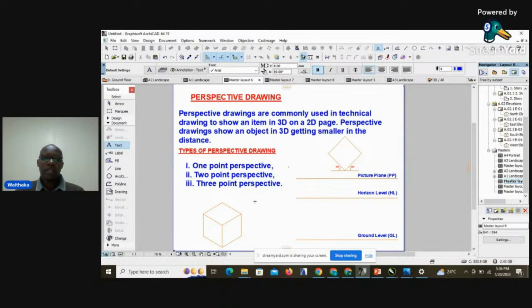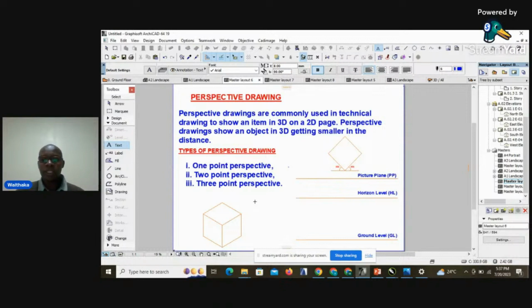So we have three types of perspective drawings: one-point perspective drawing, two-point perspective drawing, and three-point perspective drawing. So we will be able to see the difference between the types of perspectives that are there. But majorly for this session, we'll look at the major difference between one-point, two-point, and three-point. But we will concentrate more on two-point perspective.